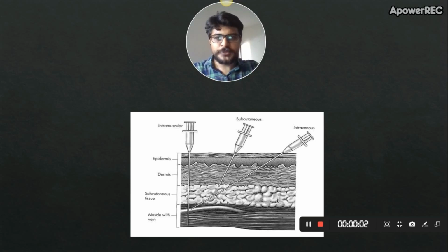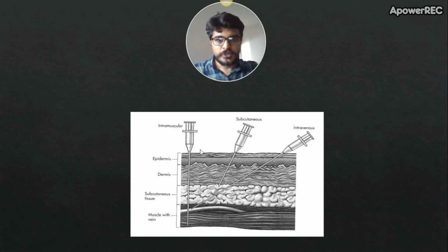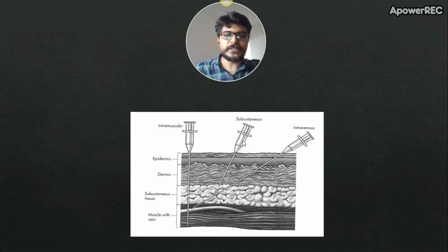In this image you can see the various layers of skin. The very first is the epidermis, below that there is the dermis, then the subcutaneous layer, and lastly there is muscle with a vein. Intramuscular injection is given at an angle of 90 degrees directly into the muscles. Then there is intravenous injection, which is given in the vein at an angle of 45 degrees, and lastly there is subcutaneous injection, which is given at an angle of 25 degrees.